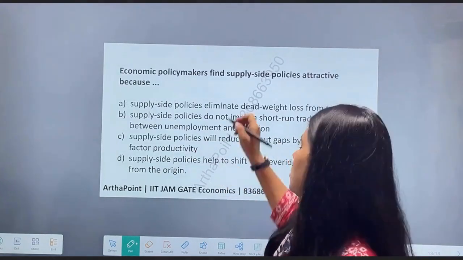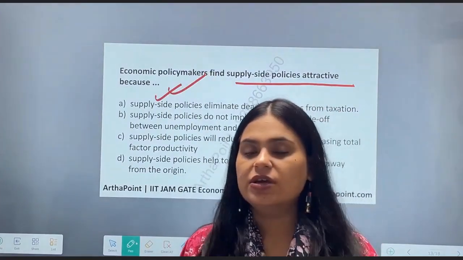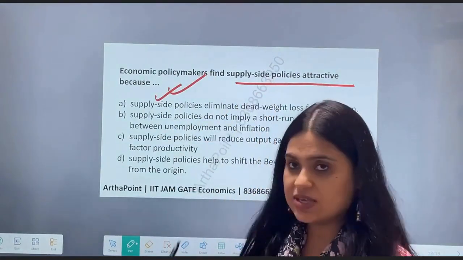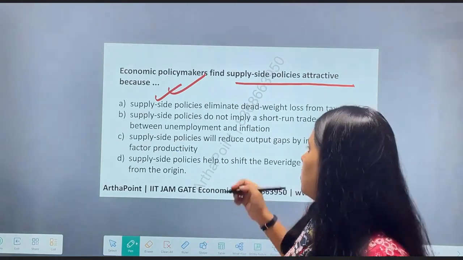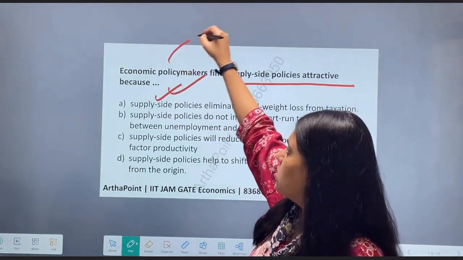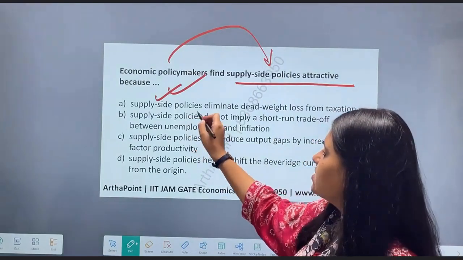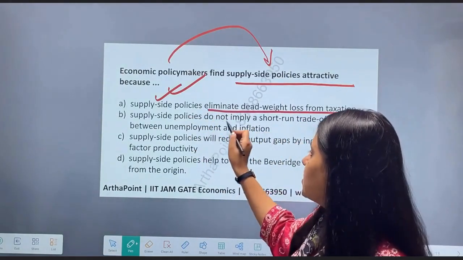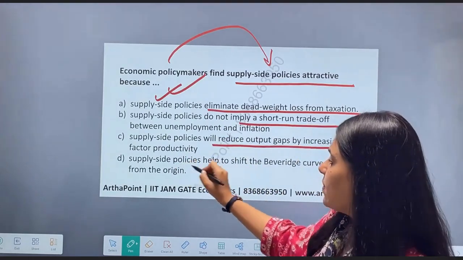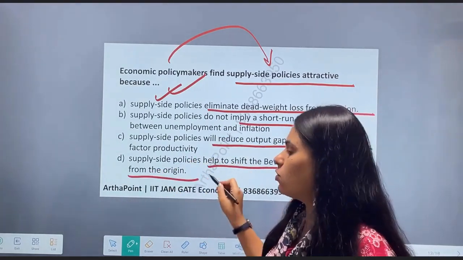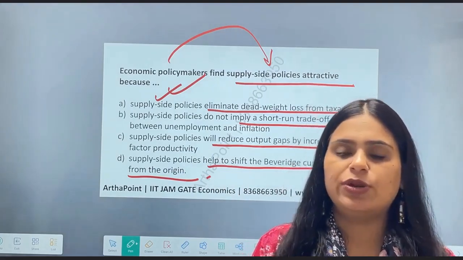Economic policy makers find supply side policies attractive because, so try to answer this question. सप्लाई साइड की जो पॉलिसीज हैं, सप्लाई साइड पॉलिसीज क्या होती है एग्जैक्टली? I want you to think about it and come back to me. So why would the policy makers go for supply side policies? Options are given. Supply side policy eliminates deadweight loss. Supply side policy does not imply short run trade-off. Supply side policy reduces output gap. Supply side policy helps shift the Beveridge curve away from the origin. Try to think about it, then I will answer. Answer it in the chat window.